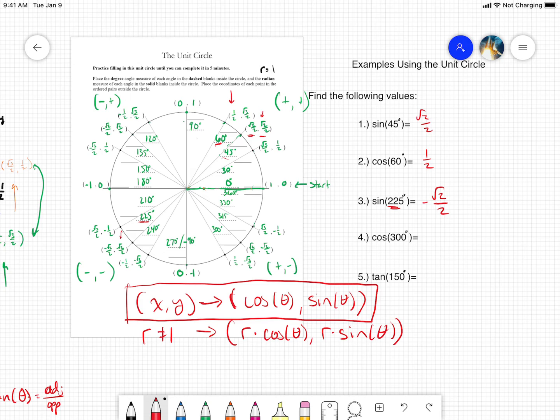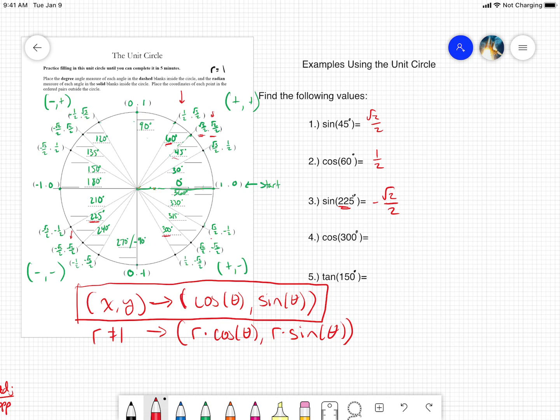Okay? Cosine of 300. Yeah, cosine of 300. So cosine's the x-coordinate. So I'm going to go here to 300. The x-coordinate is 1/2. So cosine of 300 is also 1/2. So notice how cosine of 60 and cosine of 300 do actually have the same value.